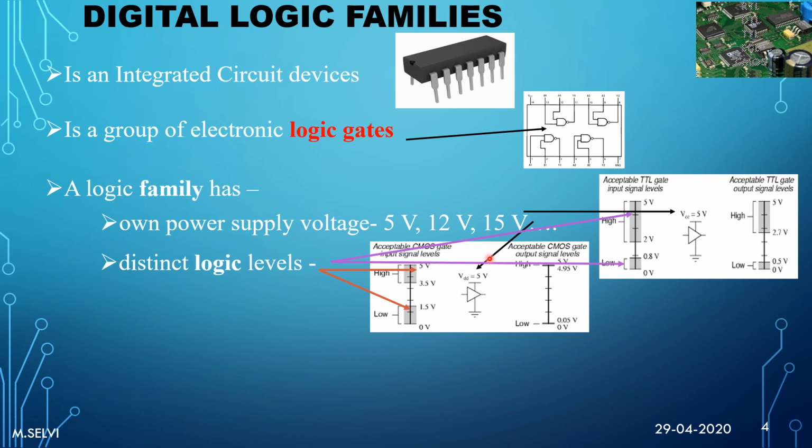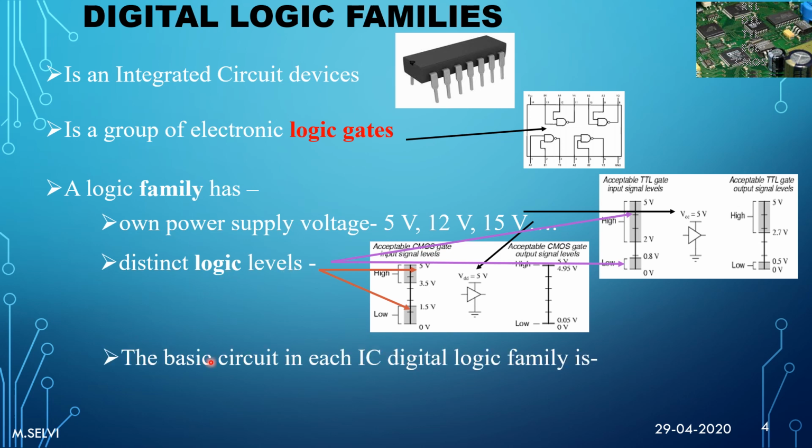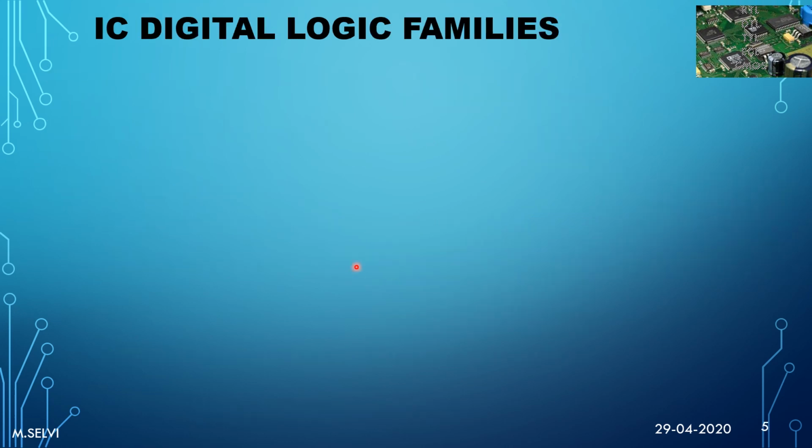Or for a CMOS logic gate, the low level is defined between 0 volt to 1.5 volt and high level is defined between 3.5 volt to 5 volt. So in such a way, every logic family has its own power supply and distinct logic levels. The basic circuit in all IC logic families is either a NAND gate or a NOR gate. Let us see what are the different digital logic families available.